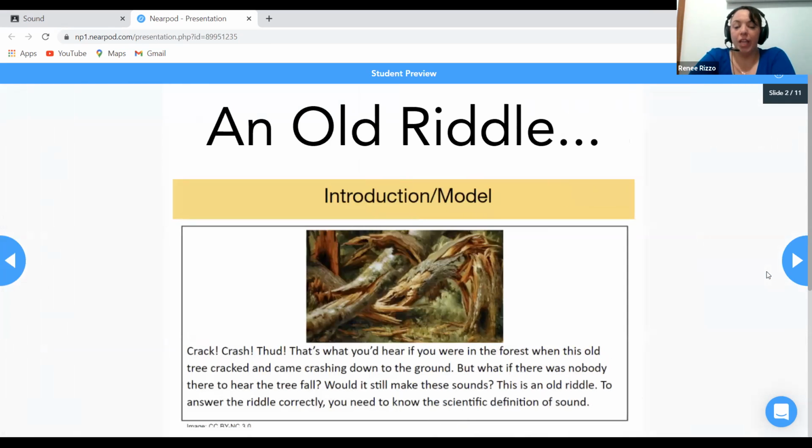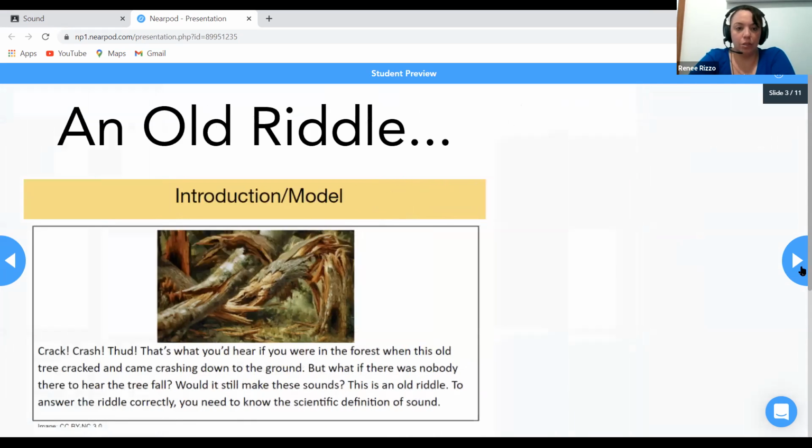An old riddle. I incorporated this as is from the original lesson. Crack, crash, thud. That's what you'd hear if you were in the forest when this old tree cracked and came crashing down to the ground. But what if there was nobody there to hear the tree fall? Would it still make these sounds? This is an old riddle. To answer the riddle correctly, you need to know the scientific definition of sound.